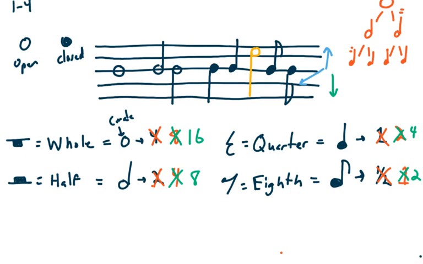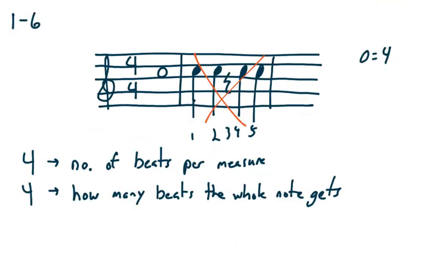Look at each one of these. If the whole note gets 4, the half gets 2, the quarter gets 1, the eighth note gets a half. Okay? 4, 8, 4, 2, 1. 16, 8, 4, 2. That's how it works. It's always going to work like that. Always and forever, amen. So, that's what the time signature is going to tell you.